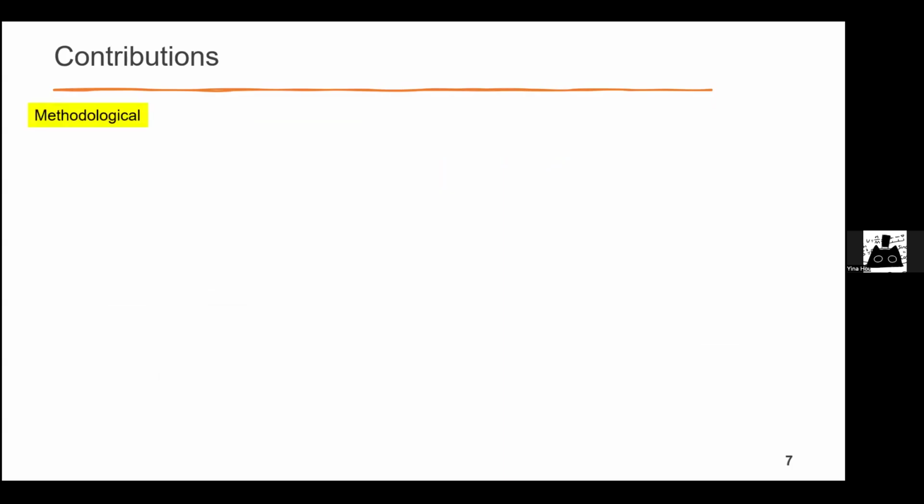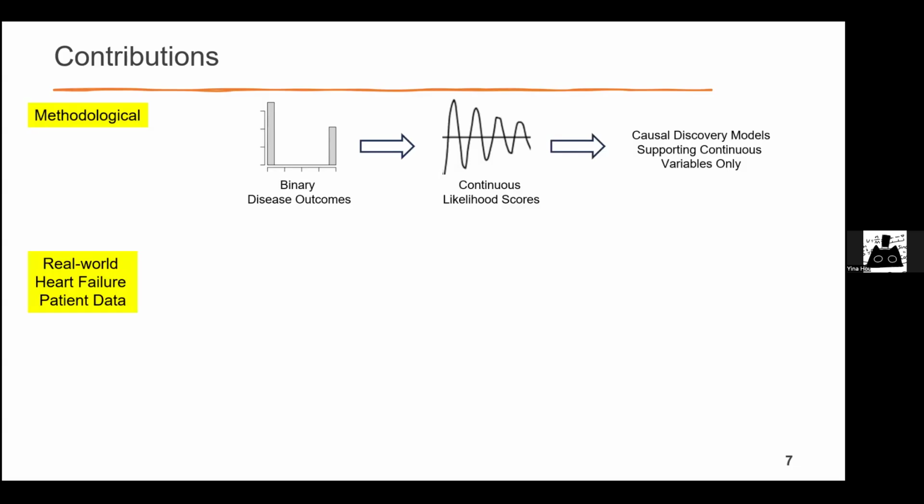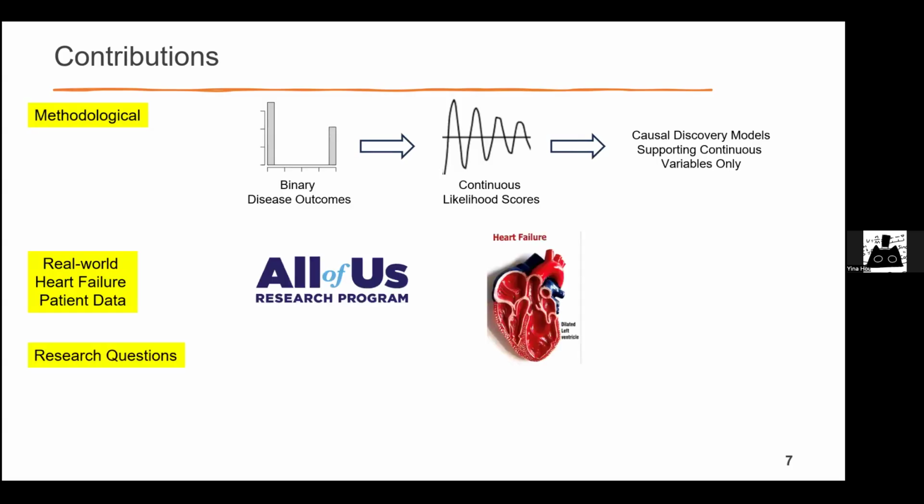The contributions of this thesis are as follows. First, from the methodological perspective, we proposed a novel CSC modeling framework for mixed data type to convert binary disease outcome to a continuous likelihood score. In this way, CSC models designed for continuous variables can also work. And in this study, we collected and curated real-world EHR datasets for the heart failure classification task.